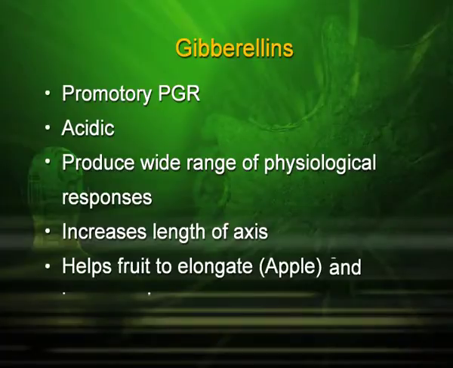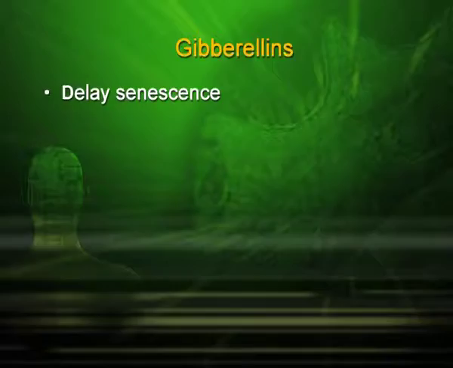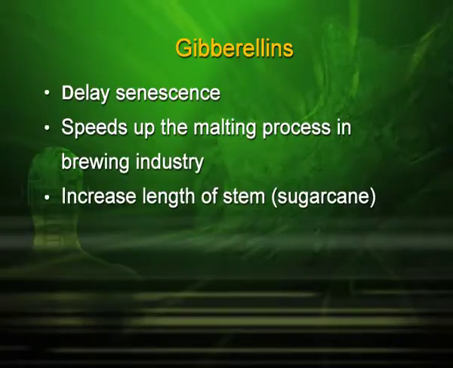It helps fruits to elongate. Apples are round, but with the help of this particular PGR, the apple will become a little elongated, so a better shape is achieved. It delays senescence, so dying of the plant tissue is delayed by gibberellin. It speeds up the malting process in the brewing industry, which is a very important phenomenon, and increases the length of stem in sugarcane. By increasing the length of sugarcane, we increase the output of sugar by almost 20%.